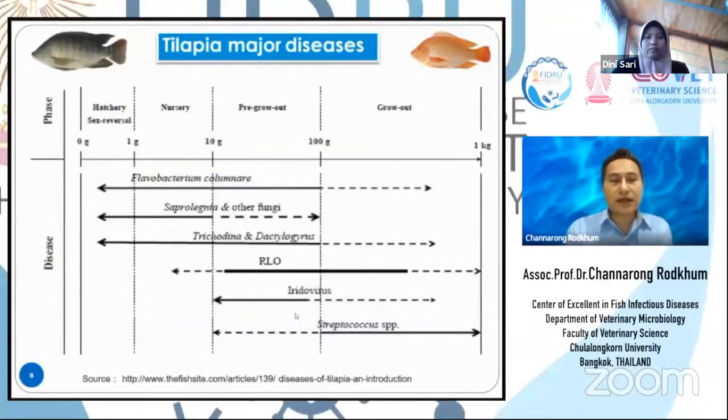For tilapia culture, we can separate it into many phases, starting from hatchery, nursery, pre-grow out, and grow out. You can see that in almost all periods of tilapia culture, there are important infectious diseases for each period, such as Flavobacterium columnare, Saprolegnia and other fungi, Trichodina, Dactylogyrus parasites, Rickettsia-like organisms, iridovirus, and streptococcosis, or Streptococcus species infection.